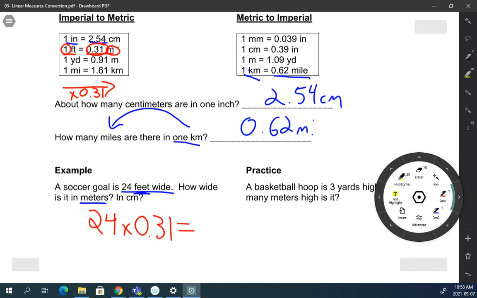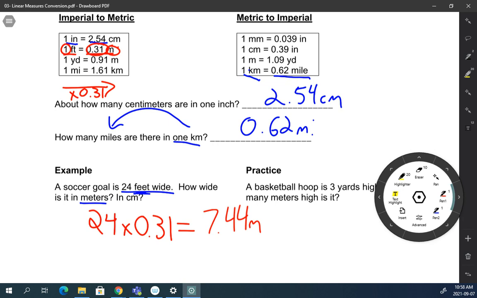And that's it. Somebody put that into the calculator and tell me what you get. 7.44, yeah, that sounds right. That is it in meters.